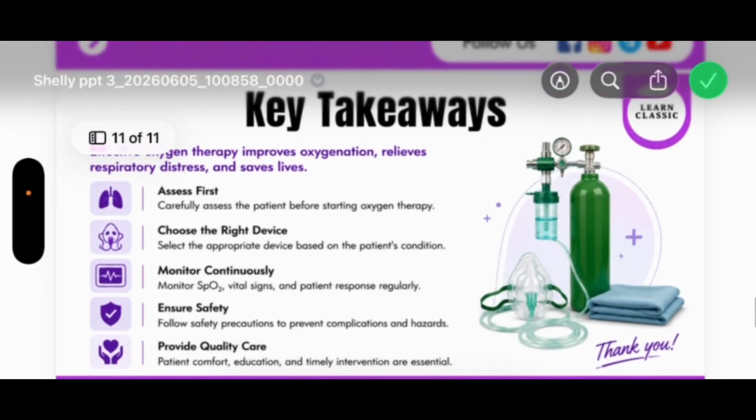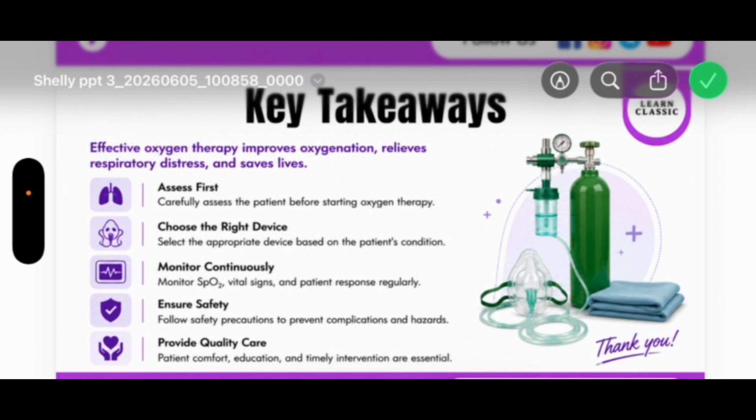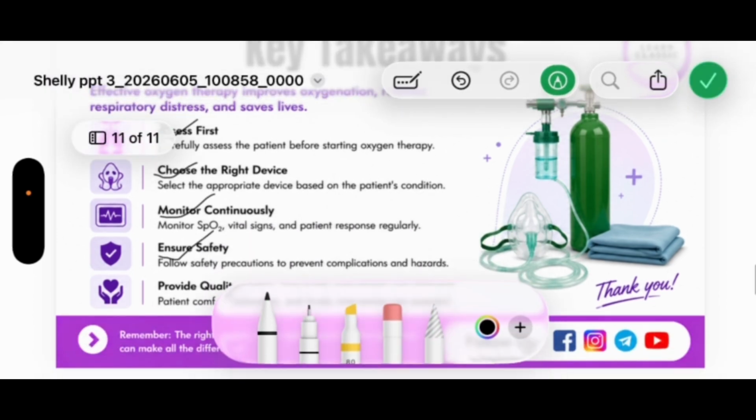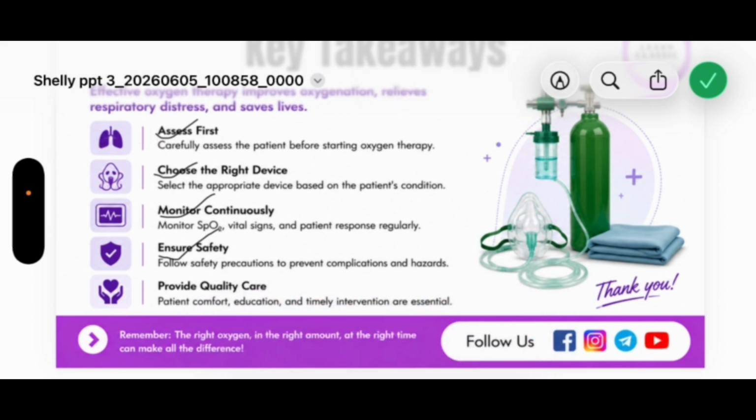So today we have learned why we give oxygen to the patient, the different types of masks required, how much percentage each mask gives, and the precautions to be taken. Effective oxygen therapy improves oxygenation, relieves respiratory distress and saves lives. Assess first. Carefully assess the patient before starting oxygen therapy. Choose the right device. Then monitor continuously. Ensure safety and provide quality care.